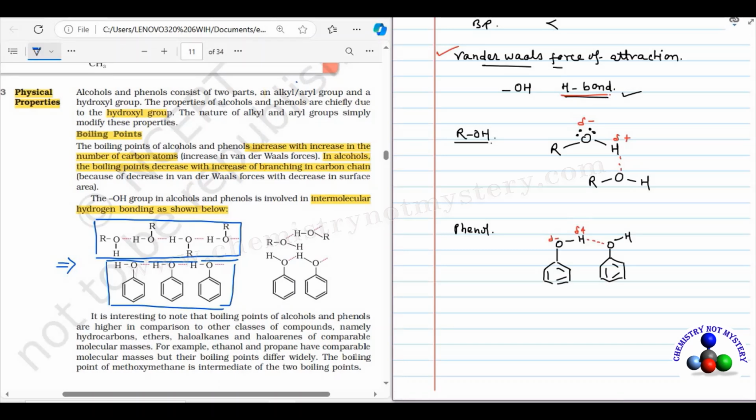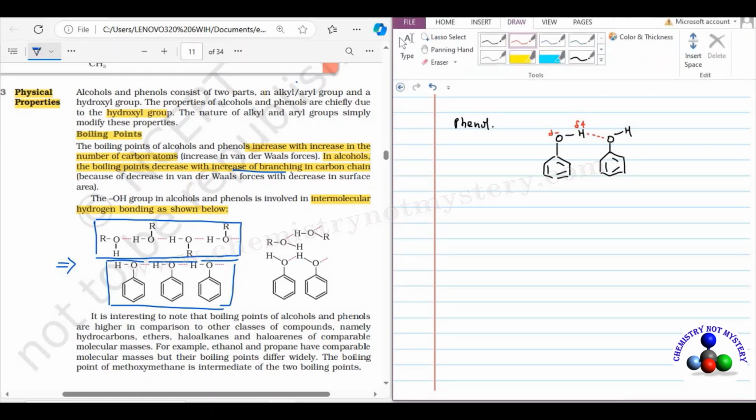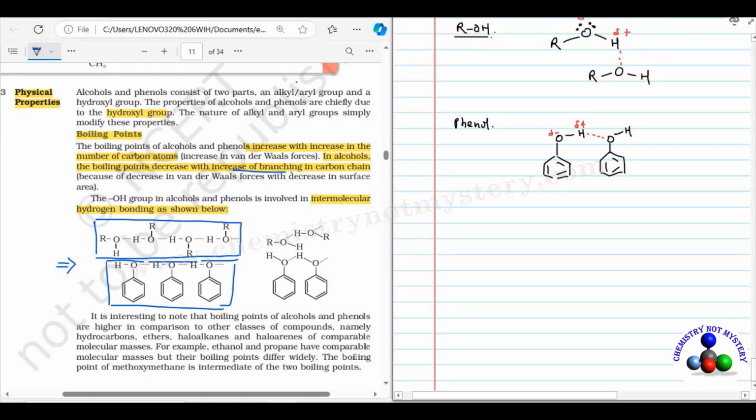Now come to the second point, branching. So how does branching affect the boiling point of alcohols? Here, if I take the example of 5-carbon pentanol.